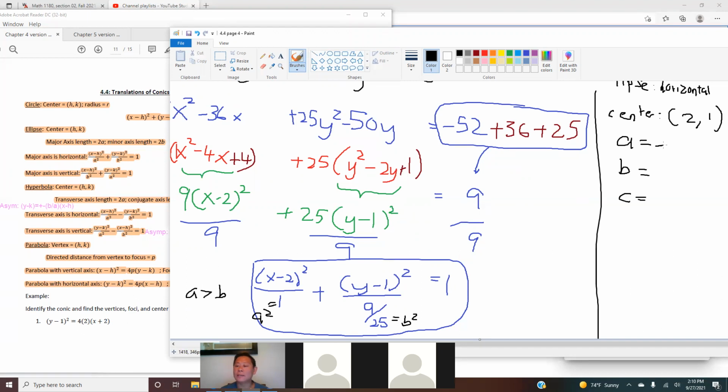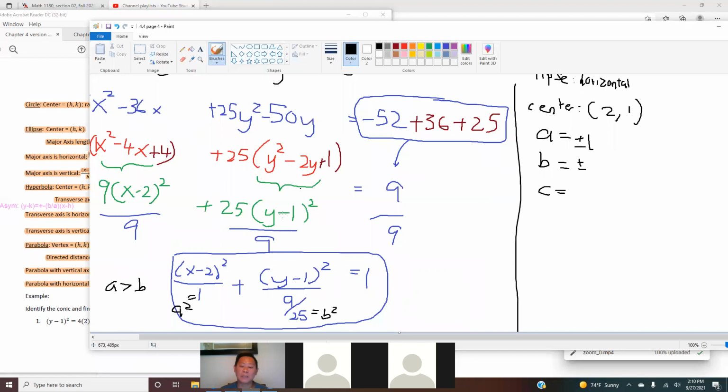Now A in this case is a plus minus of this. So you have to take a square root, but the good news is the square root of 1 is still 1. But can you tell me what B is the square root of what? 9/25, right? What is the perfect square of those? 3/5. 3/5. So the reason why we need to figure out C is because of the foci, the coordinates of the foci.